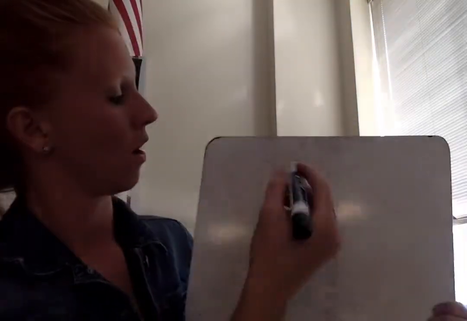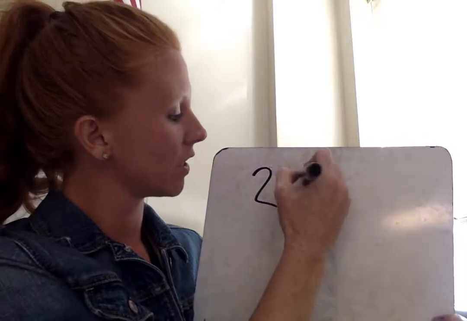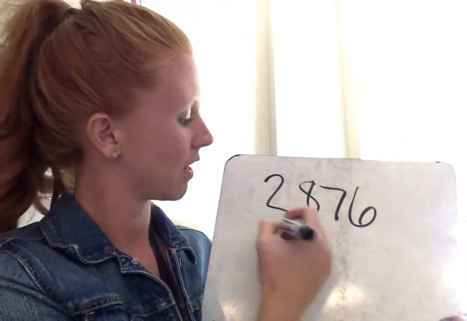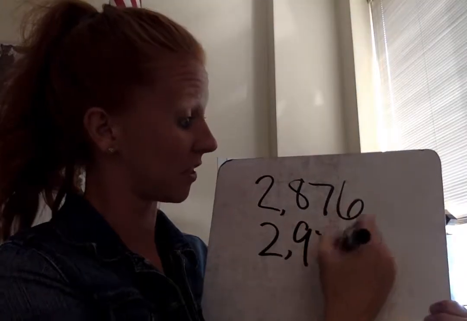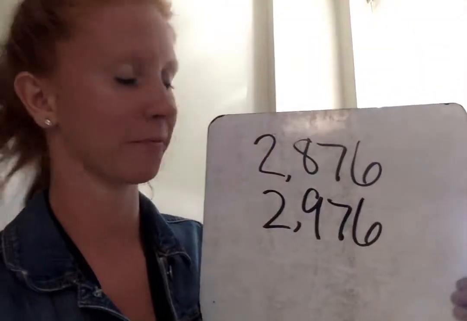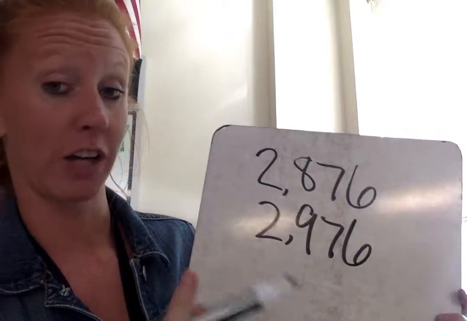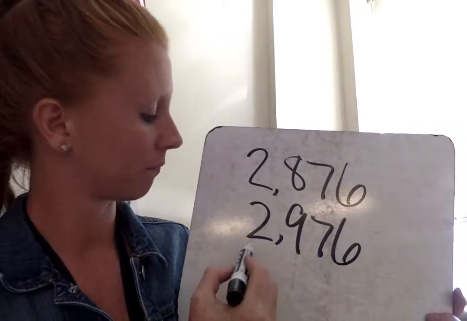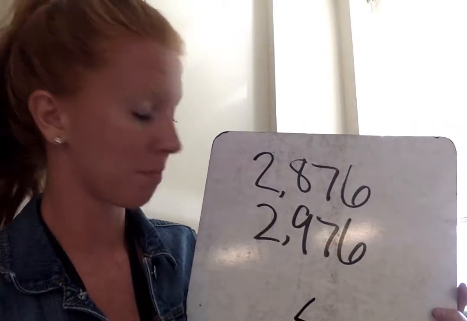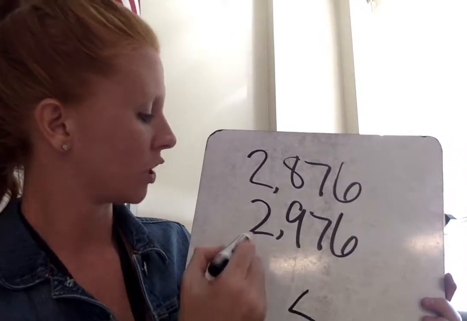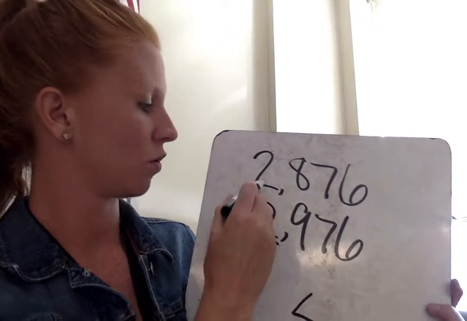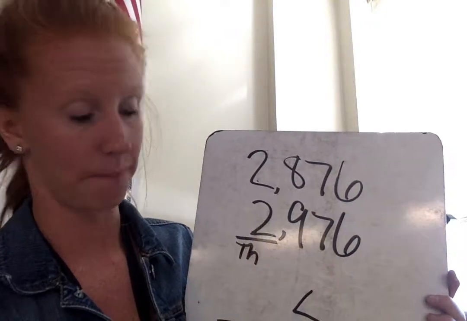Let's try another one. We're going to go back to comparing just two numbers here. Show you one more example. We have 2,876 and 2,976. Okay, let's see here. So we are going to look at our greatest place value when comparing numbers. We're going to complete this problem. So we start in our thousands place. 2, 2. Same, move on.